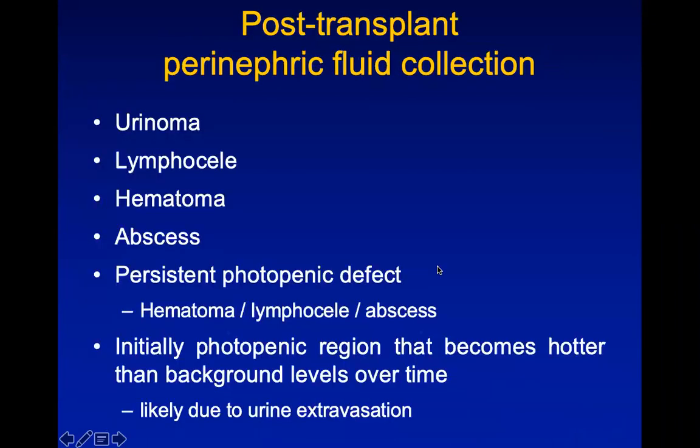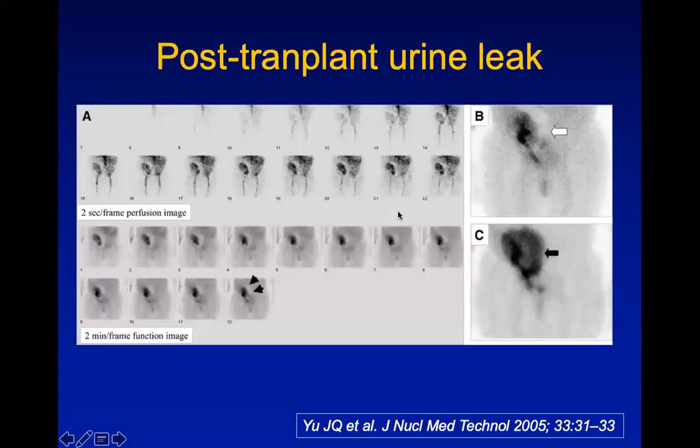So post-transplant perinephric fluid collection, finally. Urinoma versus the others, lymphocele, hematoma, or abscess. What we're looking for is whether there is a perinephric collection of fluid which is radioactive. So if there is urine leak from the kidney, you will get something like this. Initially a photopenic defect during the dynamic curve, which later on shows accumulation of tracer. So this is urine leaking out into the perinephric region.